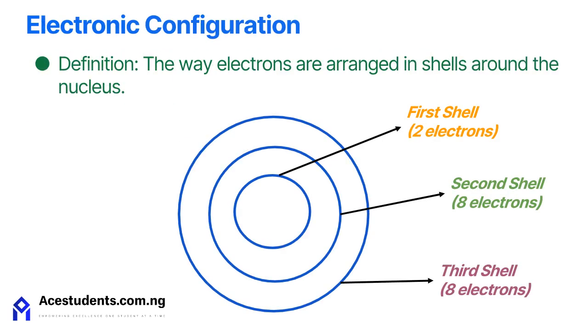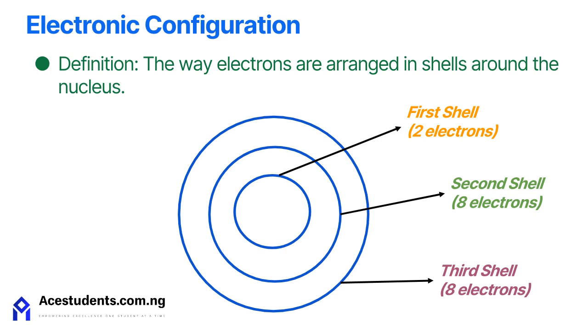Electronic configuration means how electrons are arranged in shells around the nucleus. We follow a simple rule: the first shell holds up to 2 electrons, the second shell holds up to 8, and the third shell also holds up to 8. Student, please remember, we always fill the lower shells first before moving to the next one.